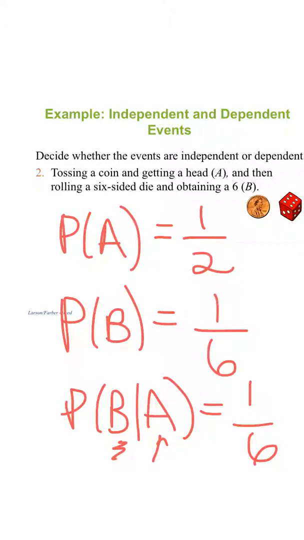Now, to determine whether events A and B are independent of one another, I need to show that the probability of B given A is equal to the probability of event B. The probability of event B was 1/6, and the probability of B given A is also 1/6. Therefore, since the probabilities are equal to each other, we can say that event A, tossing a coin and getting a head, is independent of rolling a 6-sided die and obtaining a 6.